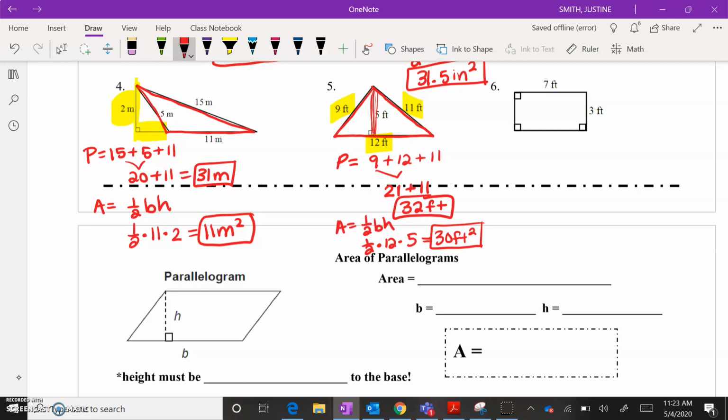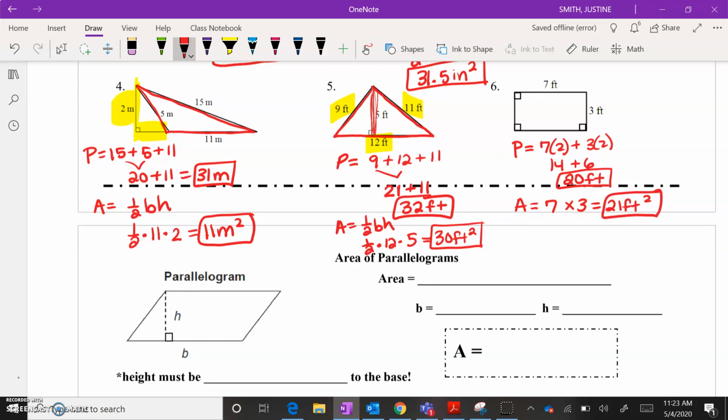All right, number 6, again, for the perimeter here, you're adding up all the sides. So I'm going to do 7 times 2, since there's going to be two sides that have the 7. I'm going to do 3 times 2 to get 14 plus 6, which gives me 20 feet for the perimeter. And then for the area, I'm just doing base times height or length times width. So 7 times 3 gives me 21 feet squared.